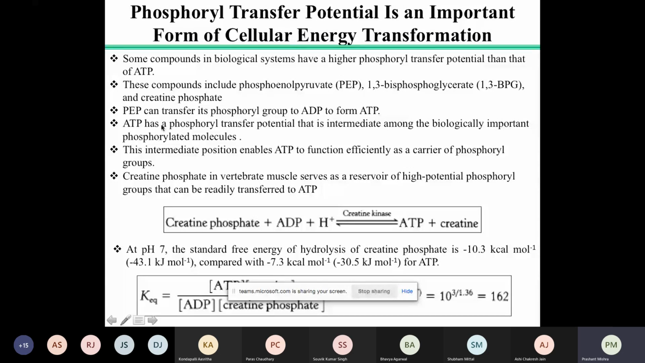So I'm discussing this point that ATP has a phosphoryl group transfer potential that is intermediate among the biologically important phosphorylated molecules. You will see that typically all the reactions which are happening require energy in the range of 4 kilocalorie. That means most of the reactions will have a plus value, whether reversible or irreversible, with a delta G plus value of something like 4 kilocalorie per mole.